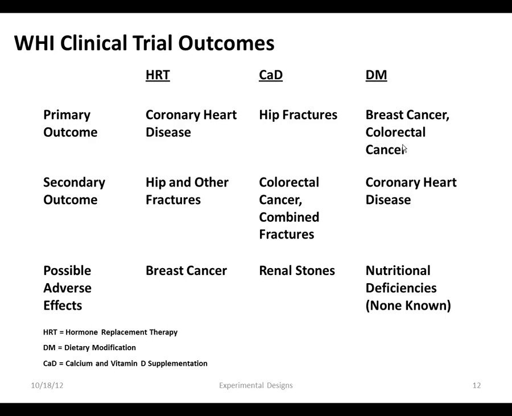And you can see, again, here what you're buying in terms of efficiency. You can look at different primary outcomes across the 3 groups, different secondary outcomes, which may have been primary outcomes for other treatments that we're interested in, and any possible adverse effects.